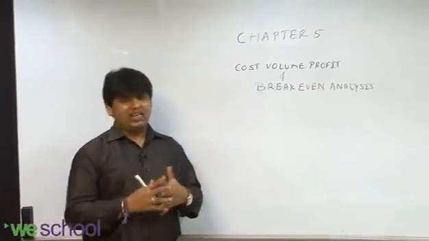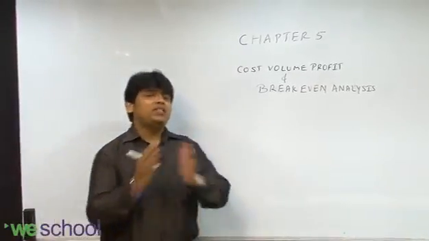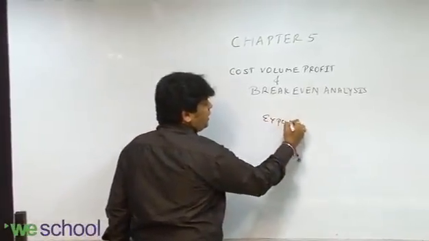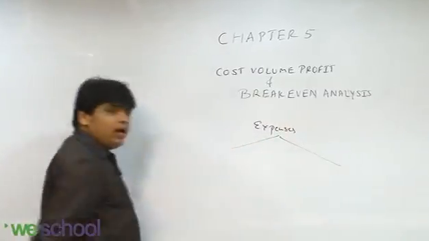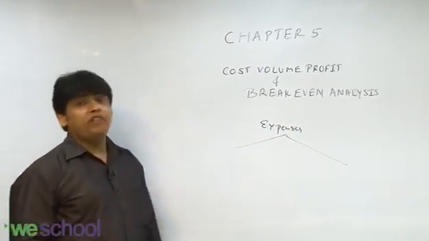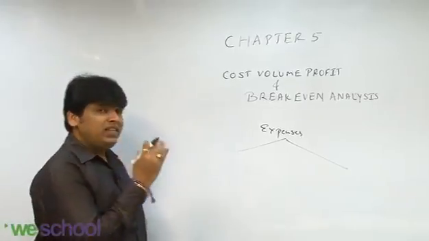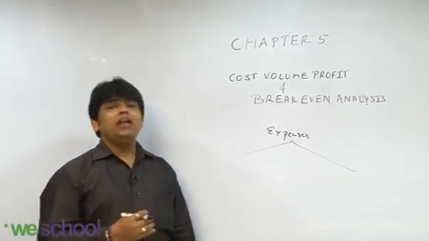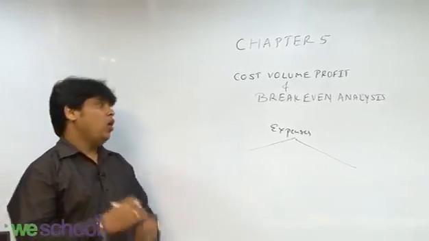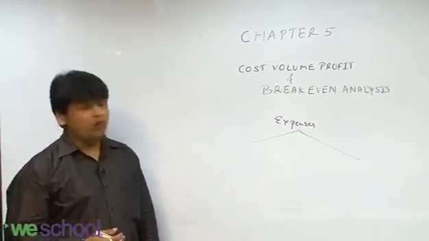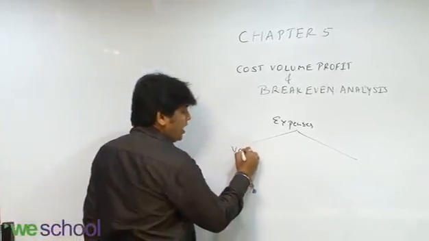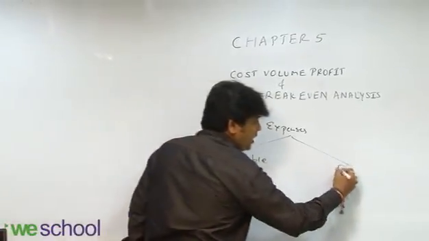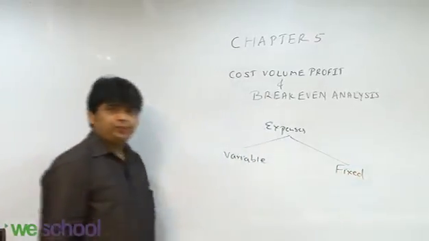In order to follow these techniques, first of all, the management classifies the expenses into two categories. The expenses are classified on the basis of behavior. I repeat, for using these techniques, the management has to classify the expenses on the basis of behavior. On the basis of behavior, the expenses can be classified as variable expense and fixed expense.